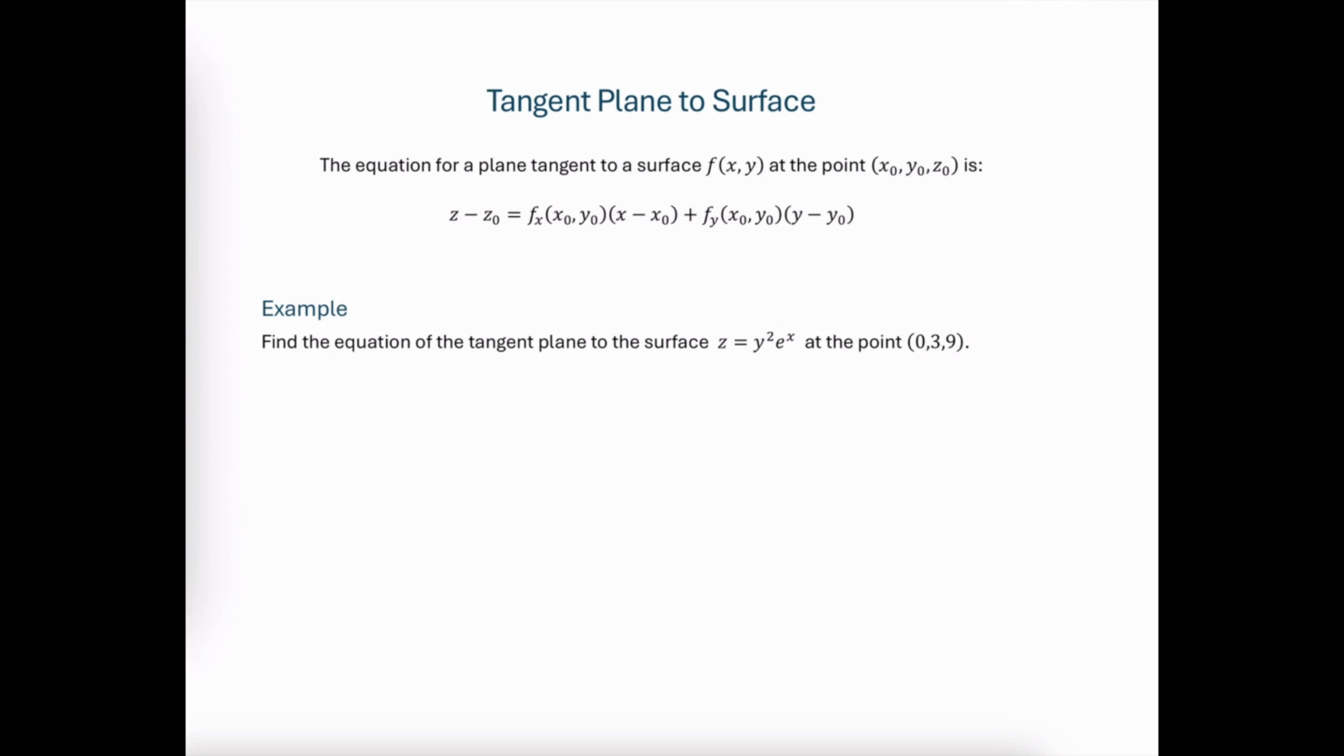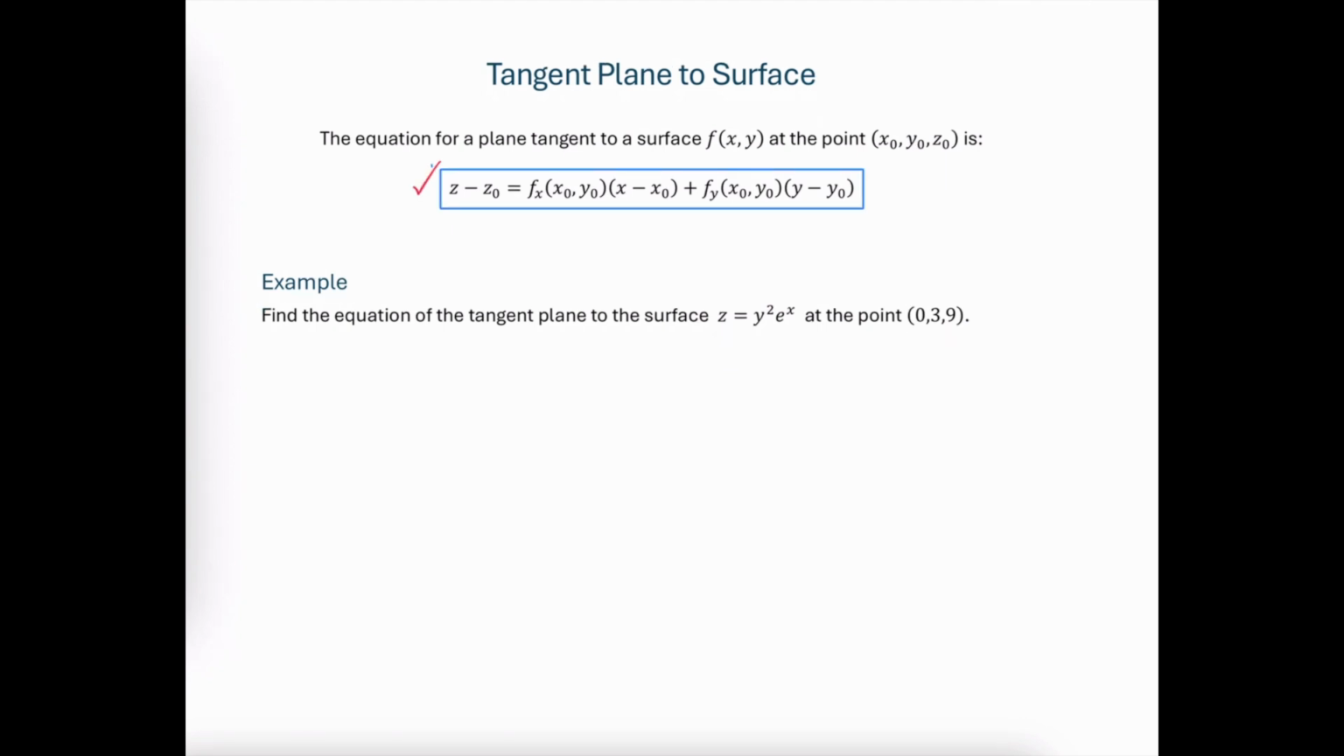In this example, we're looking to find the equation of a tangent plane to this surface at this given point. This is the tangent plane equation that we're going to use, and this tangent plane's equation requires the first partial derivatives with respect to x and y. So that's where we'll begin.